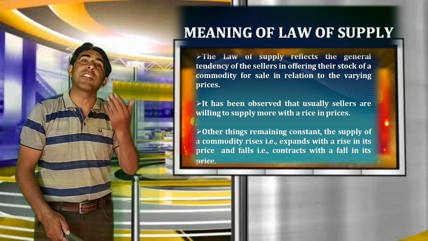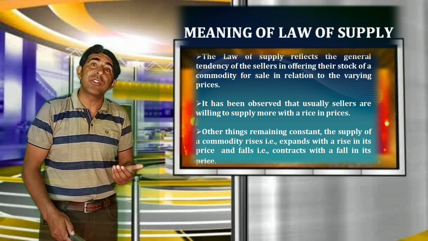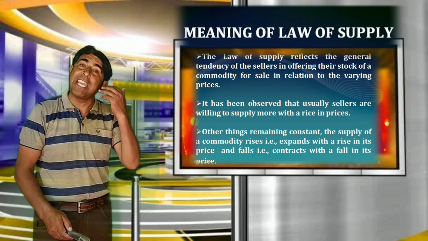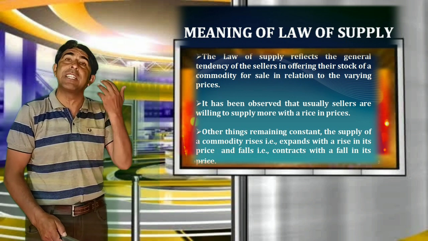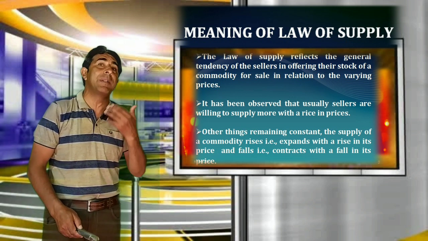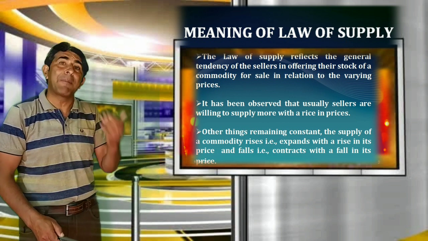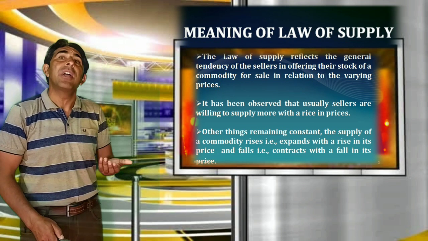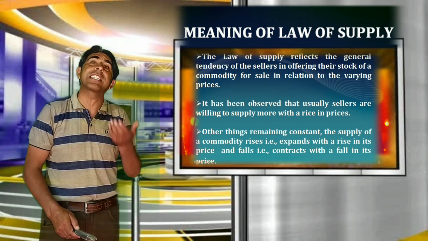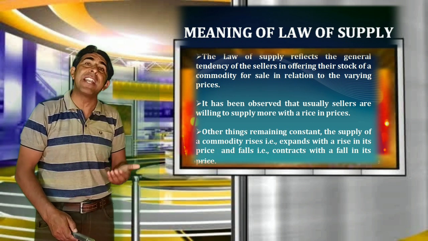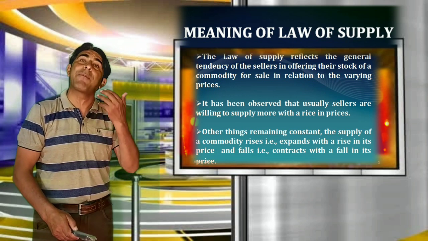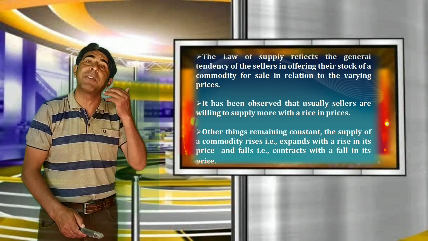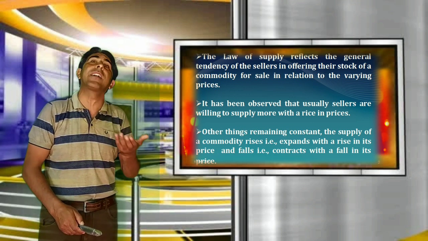But unlike the law of demand, which shows the relationship between price and quantity demanded, with an inverse relationship between price and quantity demanded of a commodity, here the law of supply shows a functional relationship between price and output, or you can say price and quantity supplied of a commodity. The difference is that the price and quantity supplied of the commodity move in the same direction. There is a direct relationship between price and quantity supplied of the commodity.